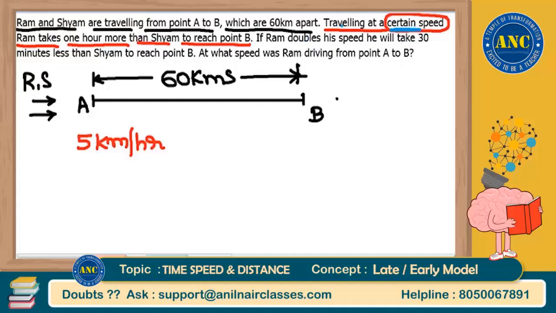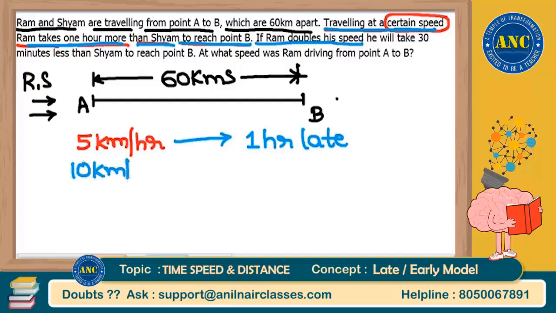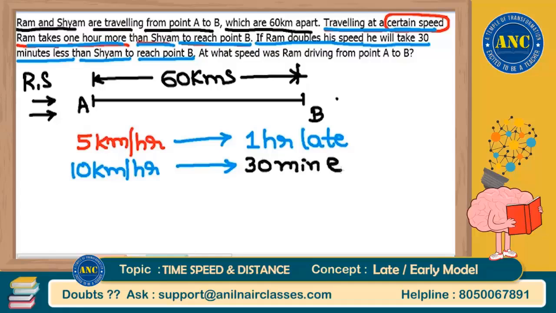Now what they are saying, traveling at a certain speed, Ram takes 1 hour more than Sham to reach point B. Can I say that traveling at 5 kilometers per hour, Ram is late by 1 hour, similar to my previous questions, right? Ram is reaching 1 hour late compared to Sham. That is my first statement. Next, if Ram doubles his speed, that means if the speed becomes 10 kilometers per hour, he will take 30 minutes less than Sham to reach point B. If the speed is doubled, he will take 30 minutes less than Sham. That means he will reach 30 minutes early.